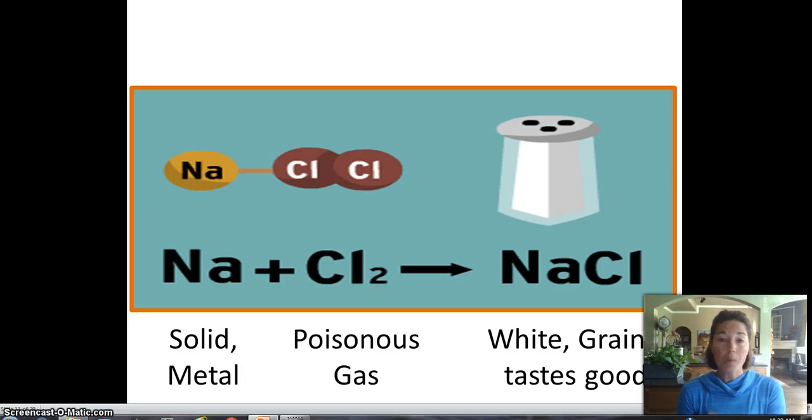They have different chemical properties and they have different physical properties. And we will continue to talk about physical and chemical properties in the days to come.